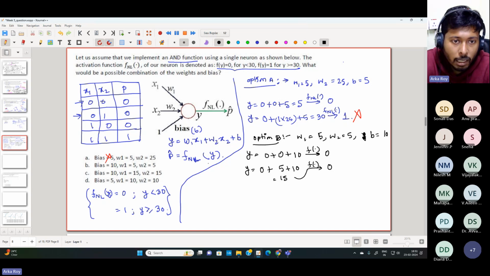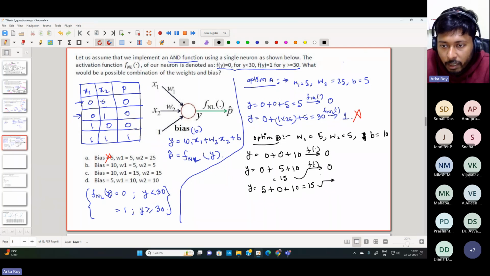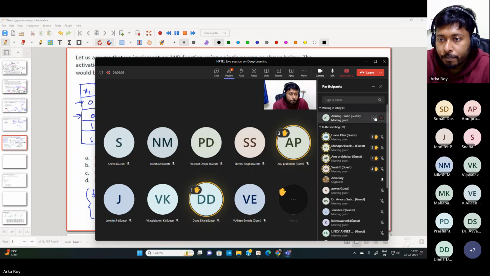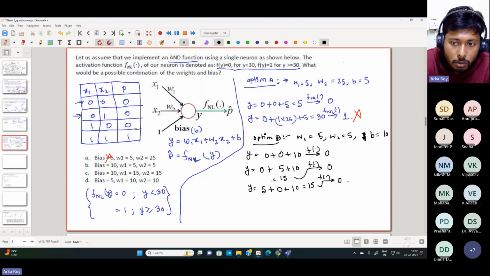Now you apply the nonlinear function, and again you will get 0. So that means the condition is satisfied again. Let us proceed to the next one. In the next one, you can see that x1 is 1. So over here you will get 5 plus 0 plus 10, so again it is 15. If you apply the nonlinear function, you will get 0. So the third condition is also satisfied. Let us see the last condition.